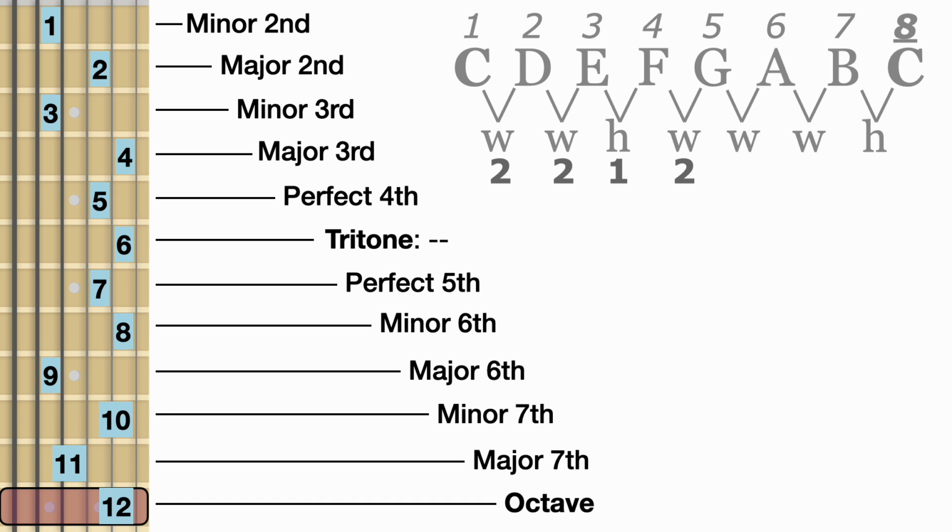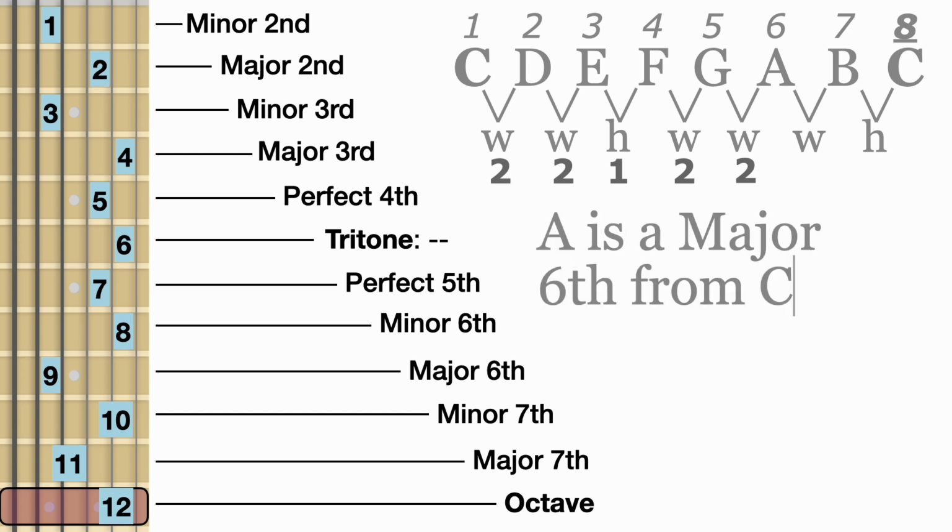And now we're moving into A, which again is a whole step. So we add everything up, and now we have 9 frets. We know that if we have 9 frets or 9 semitones, we have a major 6th. So therefore, A is a major 6th from C. Okay?